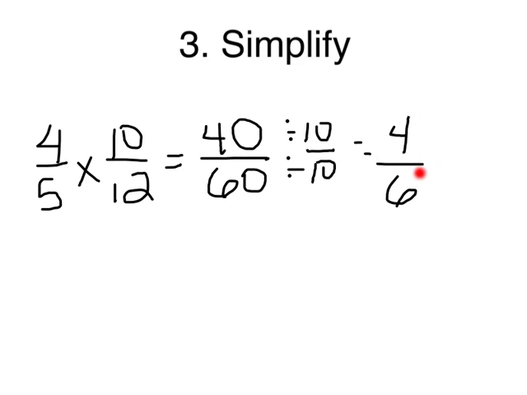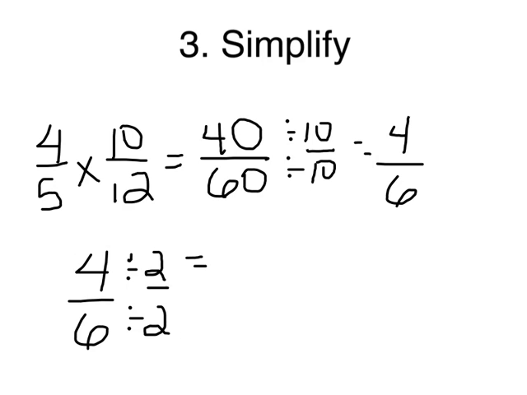I'm going to check again. I can see that 4 and 6 are both even numbers, so it can still be simplified. I'm going to work down here. So 4 and 6 are both even numbers, which means that they are divisible by 2. So I can divide both the top and the bottom, the numerator and the denominator, by 2. So 4 divided by 2 equals 2, and 6 divided by 2 equals 3.